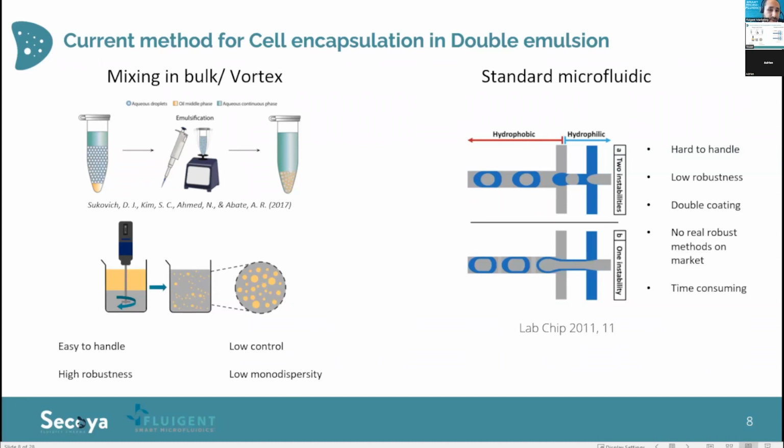However, using these techniques, you have really low control on the double emulsion size and on the droplet size. That means that you will have a polydispersed double emulsion population, and that could impact your analysis in your FACS at the end.